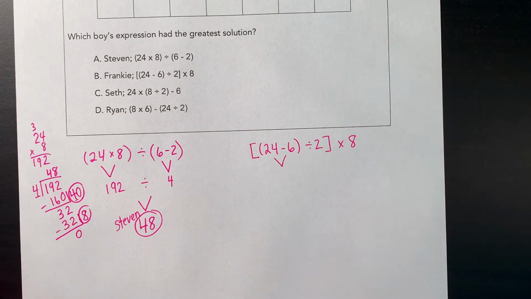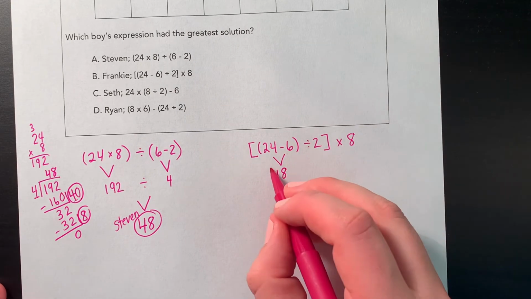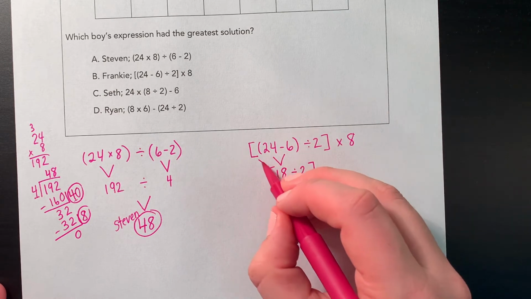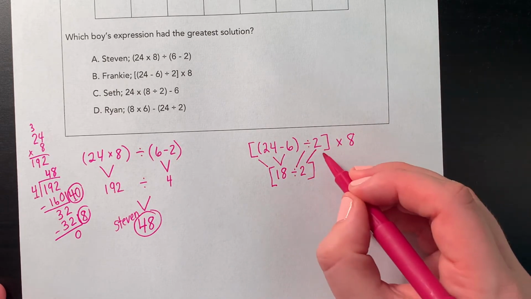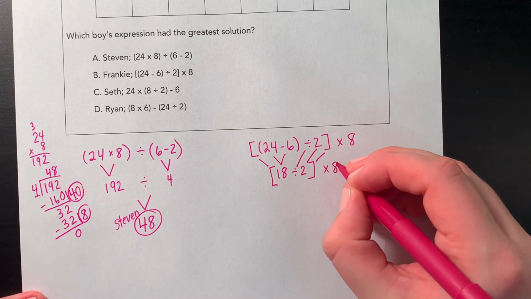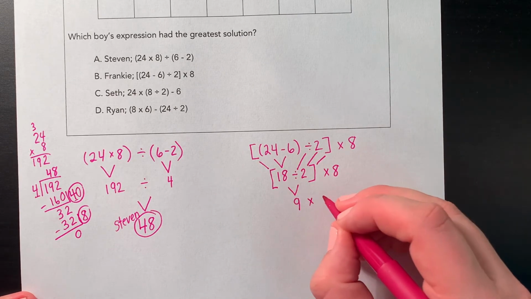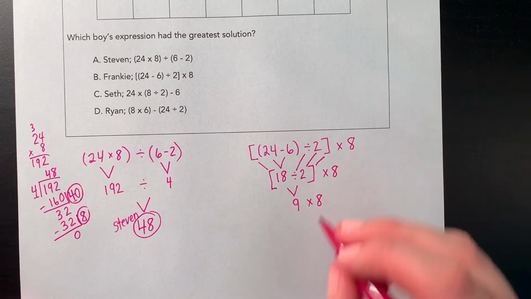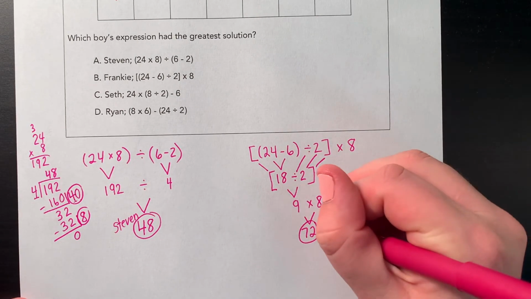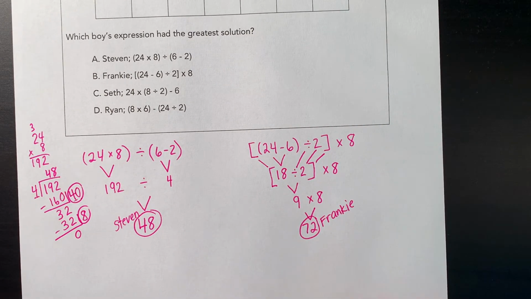All right, 24 minus 6 is 18. And then I'm going to bring down my brackets. See, I brought my bracket down, my division sign, my 2, and my other bracket. And then I'm going to bring down the times 8. 18 divided by 2 is 9. And then I'm going to bring down my multiplied by 8. And 9 times 8 is 72. So far, Frankie has beaten Stephen. But now we have to see how the other 2 did.